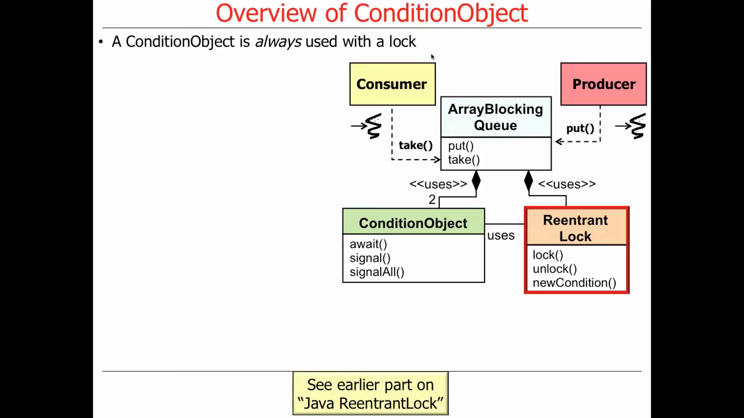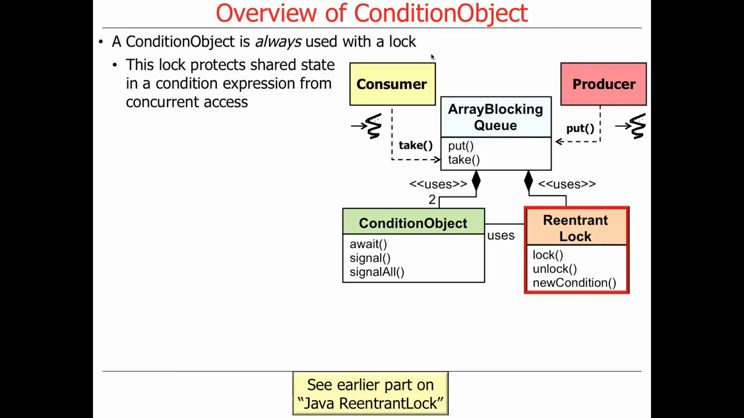Condition objects are always used with a lock. Really, really important to remember this. With things like the built-in monitor objects that come with Java, it's kind of inherent in the way that they work, because when you call wait, you release the synchronized lock that the wait is associated with on the monitor lock. But with condition objects, you have to have a separate lock that's used. And it's typically, although not always, a reentrant lock. And this lock is used to protect shared state in the condition expression from concurrent access by multiple threads, as we've talked about before.